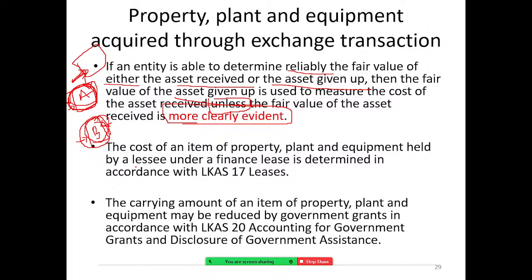The cost of an item of property, plant and equipment held under a finance lease is determined in accordance with LKAS 17 Leases. The carrying amount of an item of property, plant and equipment may be reduced by a government grant in accordance with LKAS 20, Accounting for Government Grants and Disclosure of Government Assistance.